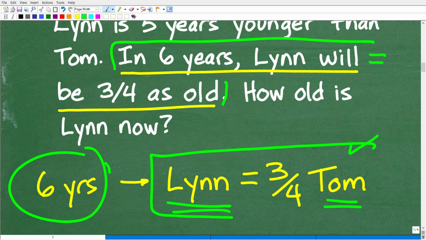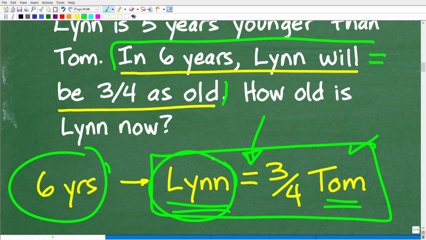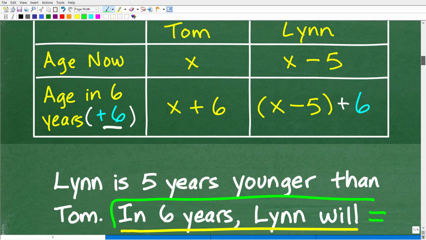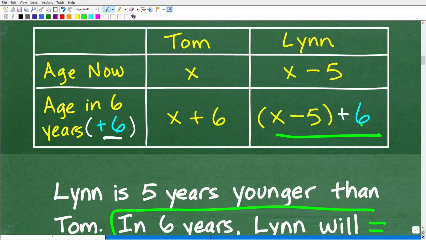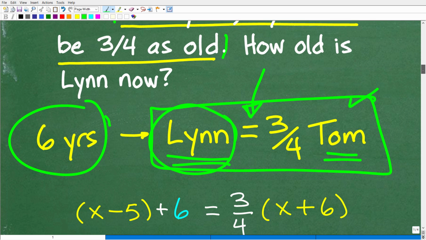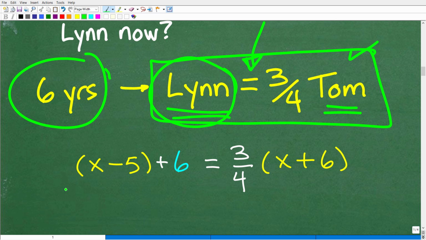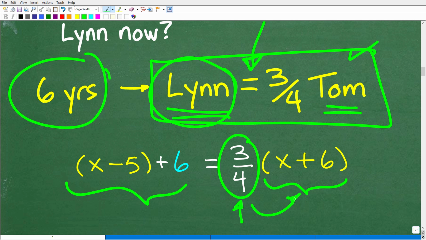This is the relationship we need, because there's an equal sign here. It's an equivalency, so we can build ourselves a nice equation. What's Lynn's age 6 years from now? Her age 6 years from now is this, and this is Tom's age 6 years from now. So in 6 years from now, Lynn's age is x minus 5 plus 6, and Tom's age 6 years from now is x plus 6, but Lynn's age is going to be 3/4 of Tom's age in 6 years.